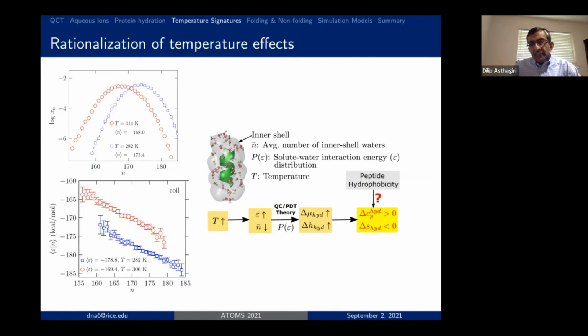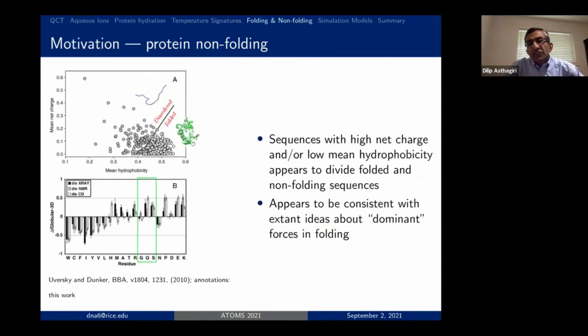So let's see the impact of this in the remaining 10 minutes. Let's see the impact of this for understanding problems related to conformational transitions in proteins. So this part was, in chronological order, work done before the work that I just showed you on temperature effects. But although we had all the temperature effects in hand when we were studying these problems, this problem is related to this whole issue of protein non-folding.